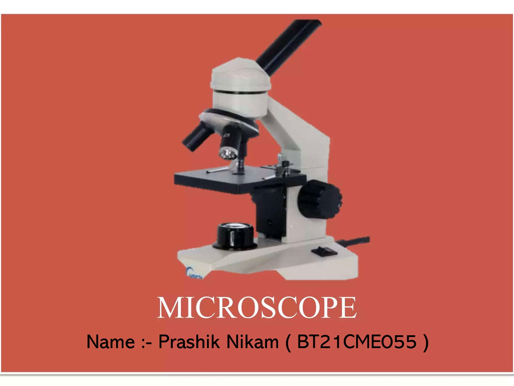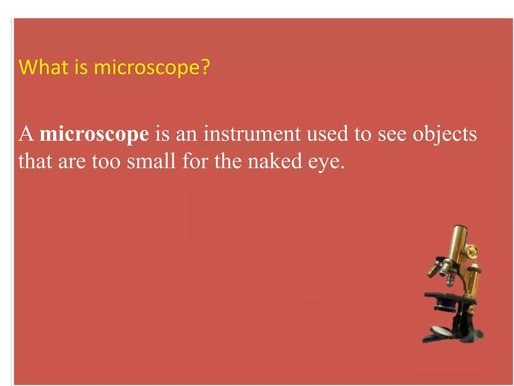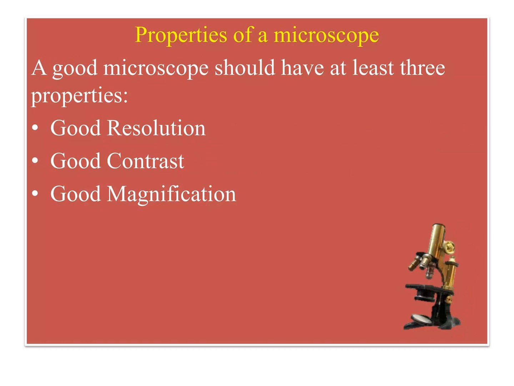So let's start. We all know about the microscope. A microscope is an instrument used to see objects that are too small for the naked eye. We use the microscope daily in our scientific laboratories for our study purposes. A microscope should have at least three properties.